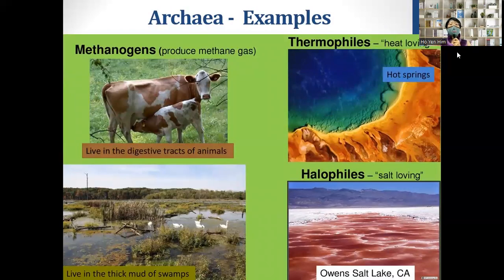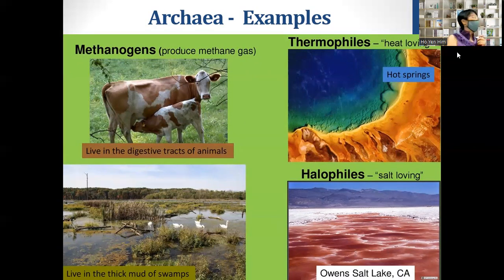So examples of Archaea, which are extremophiles. There are bacteria that live inside the gut of animals, and they can produce methane. So we call them methanogens. Okay, methanogens. Thermophiles love very hot environments. They can live in very hot environments like hot springs, okay, volcanic vents. And then they can live in the thick mud of swamps, where there is practically very low oxygen level, but they can still survive and carry out anaerobic respiration.